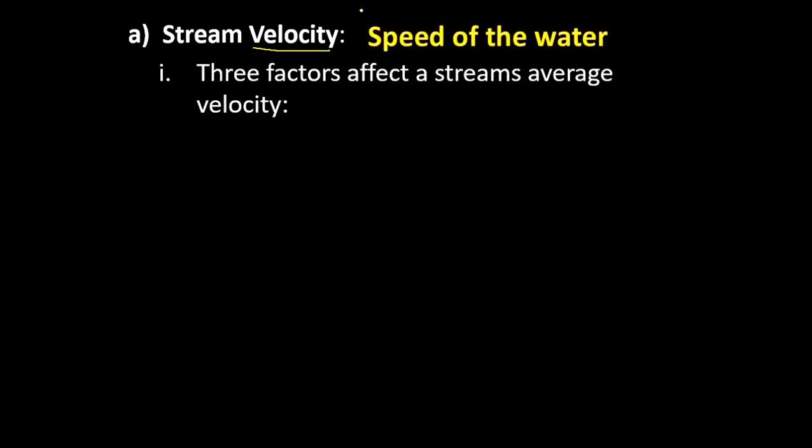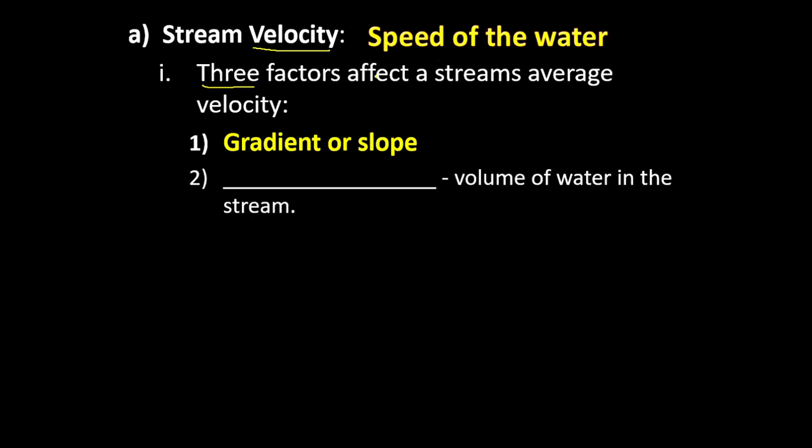Right? Now, there are several things that affect stream velocity. Well, what does the word velocity mean? Velocity is just another word for speed. All right, so stream velocity is going to be the speed of the water as it moves over the ground. So there are three things that are going to affect how fast a stream moves. First, we have the gradient or the slope. Now, what does that mean?